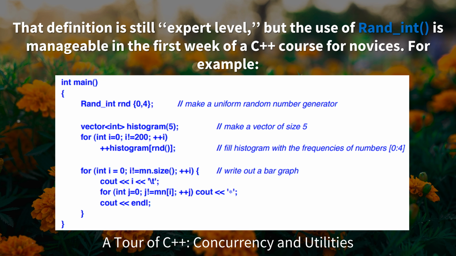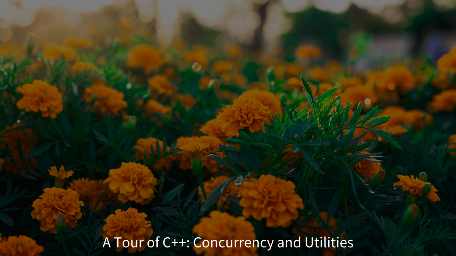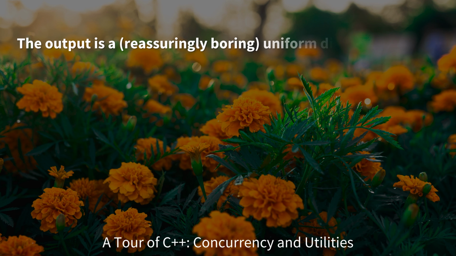for (int i = 0; i!=histogram.size(); ++i) { // write out a bar graph. cout << i << '\t'; for (int j=0; j!=histogram[i]; ++j) cout << '*'; cout << endl; } The output is a reassuringly boring, uniform distribution, with reasonable statistical variation.